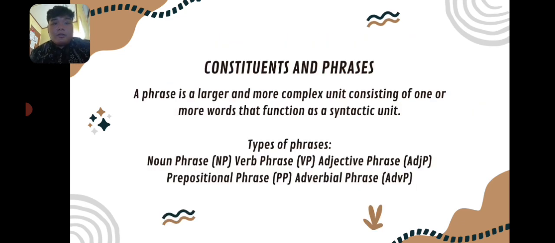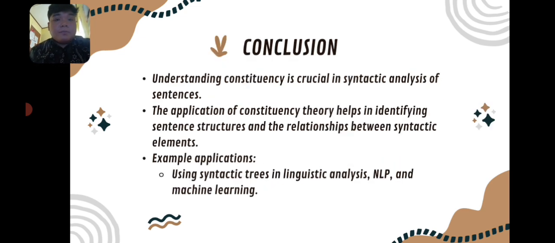And the differences between constituent and phrase. A phrase is a larger and more complex unit consisting of one or more words that can function as a syntactic unit. Meanwhile, these are the types of phrase. The first is noun phrase, we can call it NP. Verb phrase, we can call it VP. Adjective phrase, ADJP. Prepositional phrase, PP. And adverbial phrase, ADVP.